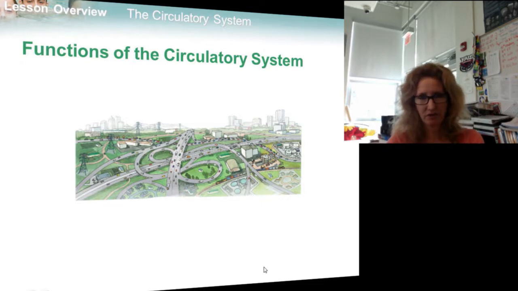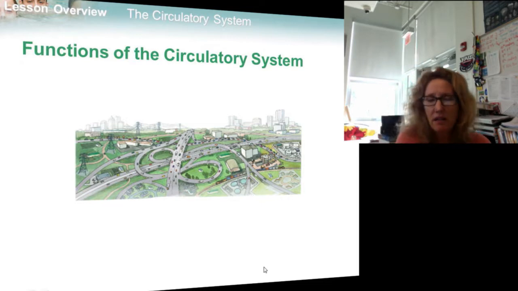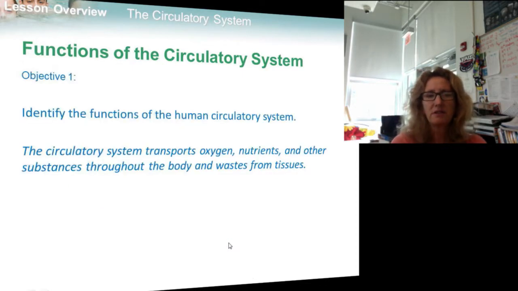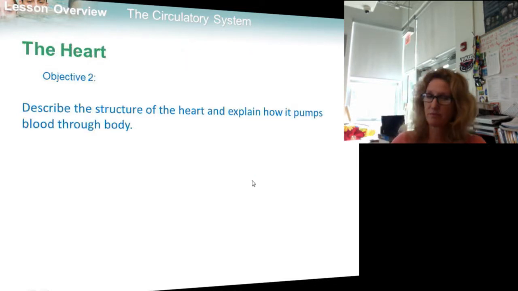A city's transportation system is a network of streets, highways, and subway or train lines that deliver goods to the city and remove waste from it. Similarly, the human body's major transportation system is a closed circulatory system made up of a heart, blood vessels, and blood. So our first objective: identify the functions of the circulatory system. It's a system that transports oxygen, nutrients, and other substances throughout the body and removes waste from tissues.